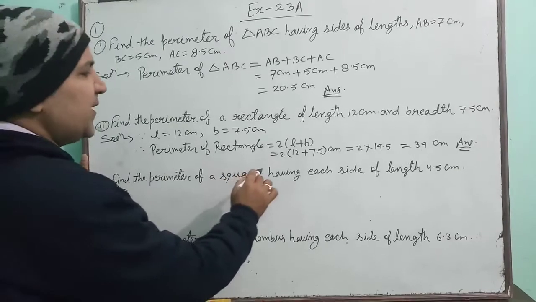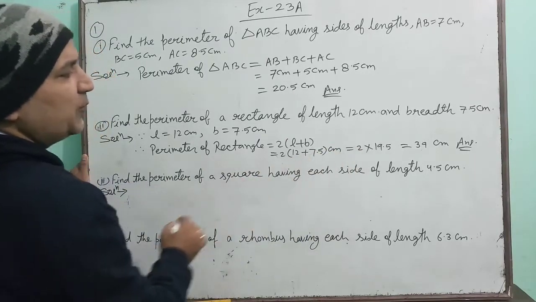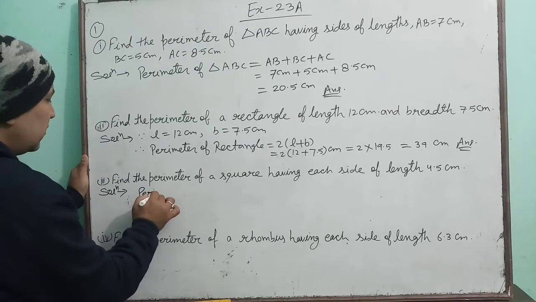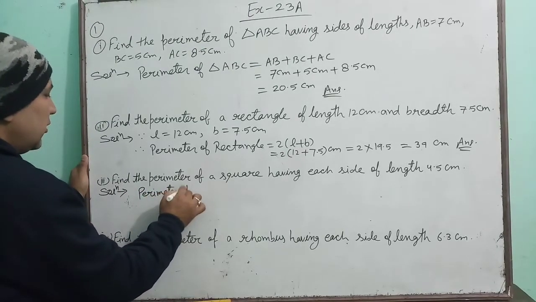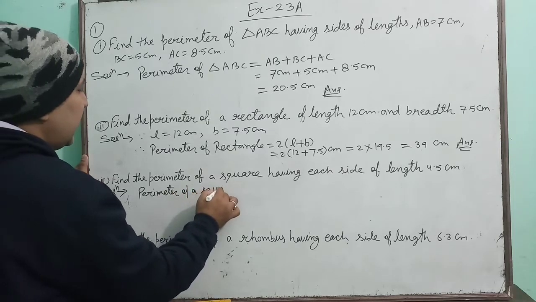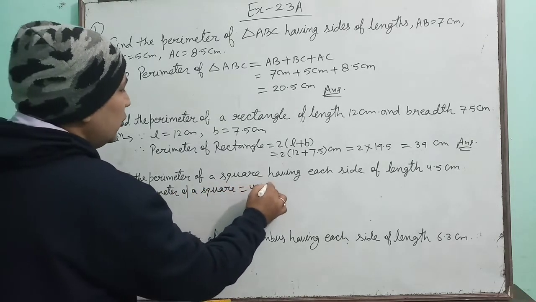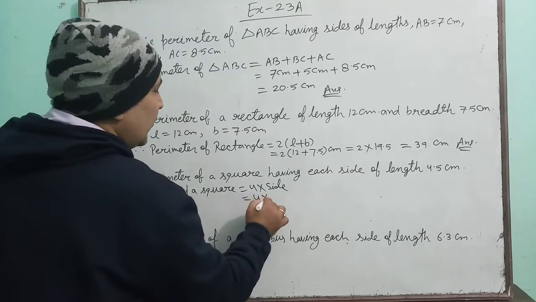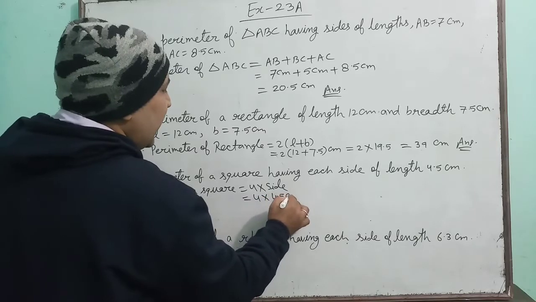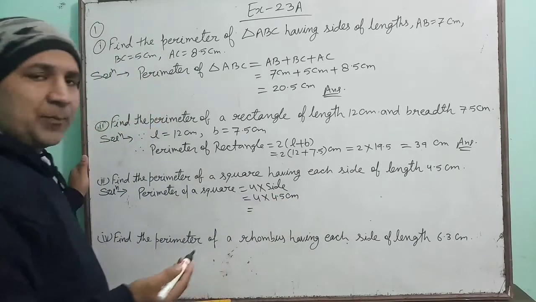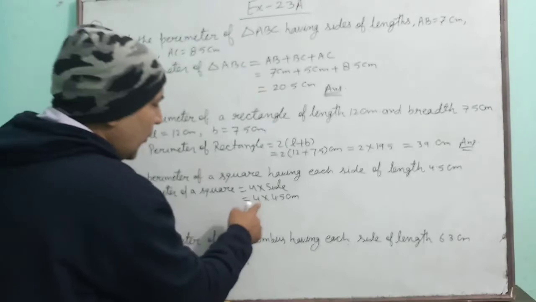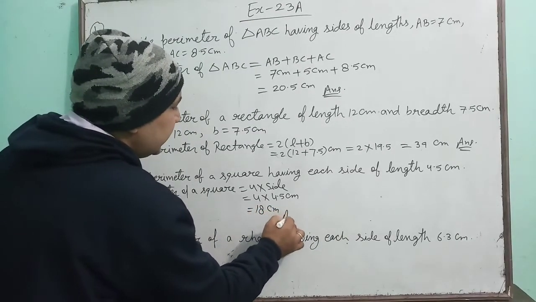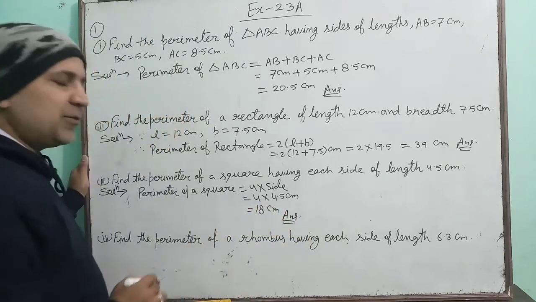Find the perimeter of a square having each side of length 4.5 centimeter. So what is the formula for perimeter of a square? It is equal to 4 into side. So here, 4 into 4.5 centimeter. Now multiply and get your answer. 4 into 4.5 is 18. 18 centimeter is the perimeter of the square.